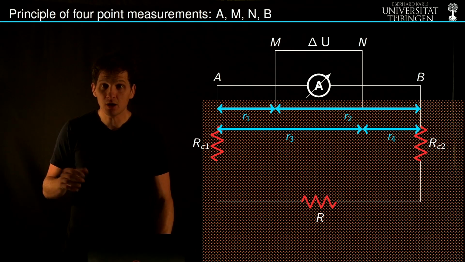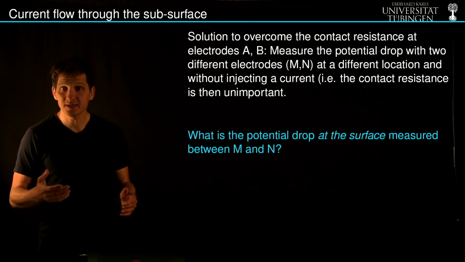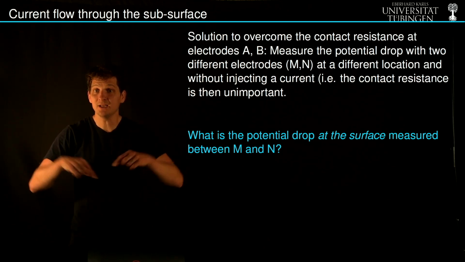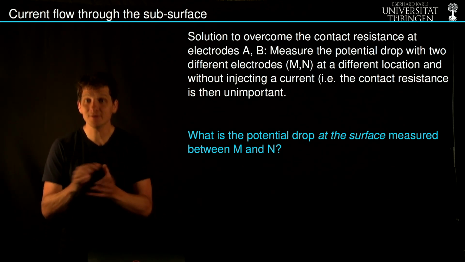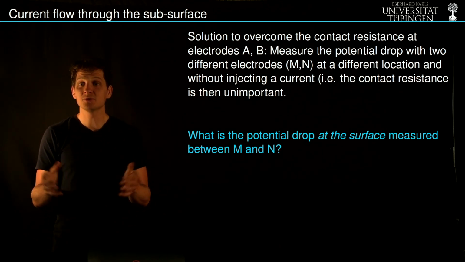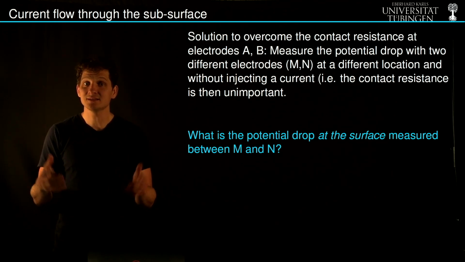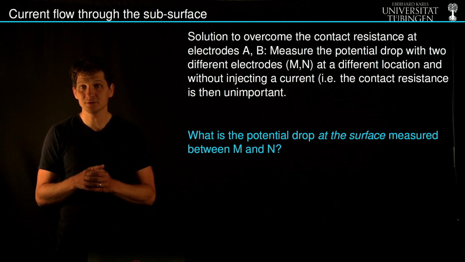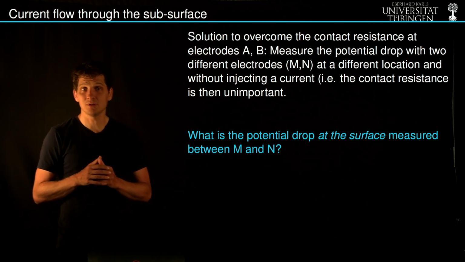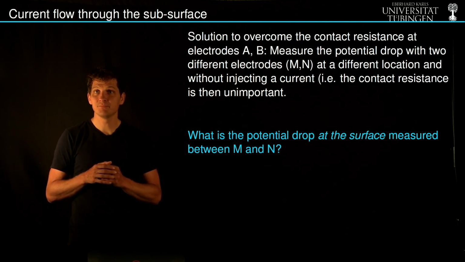Surely we will also have issues with contact resistances at those two new electrodes M and N, but here it is much less relevant because no current is injected. So the contact resistance is much less important here. And this is the principle of a 4-point array.